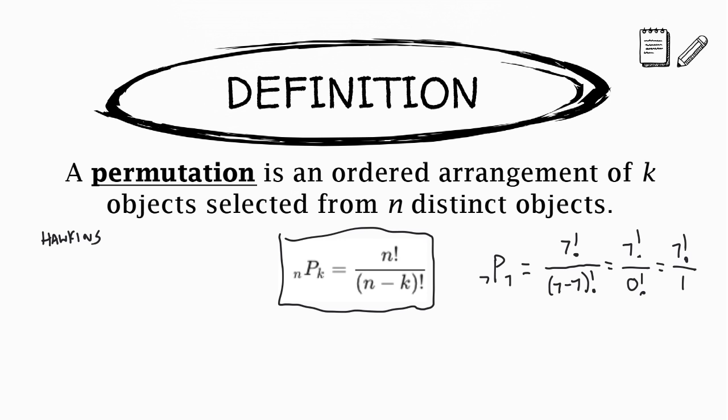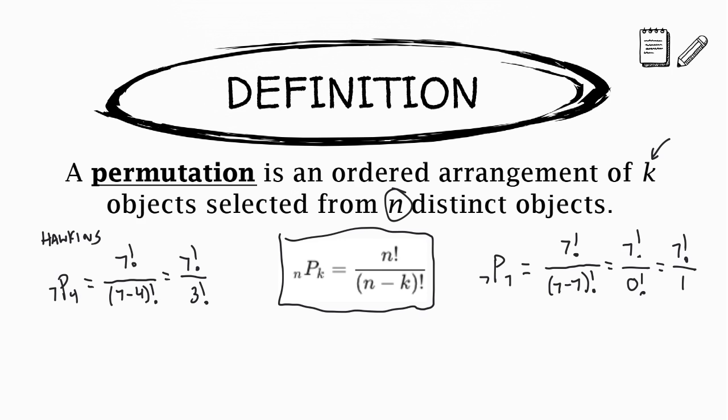The nice thing about this formula is it shows you the right way to adjust if you don't want to select all the objects. The definition says I'm selecting k objects from a total of n, right? I could pick all n of the objects, as I did in the Hawkins example, or maybe I only want to choose 4, only 4 letters at a time. And then I would instead work out 7P4. Notice that for 7P4, the formula says I should have 7 factorial over (7 minus 4) factorial, which is just 7 factorial over 3 factorial.